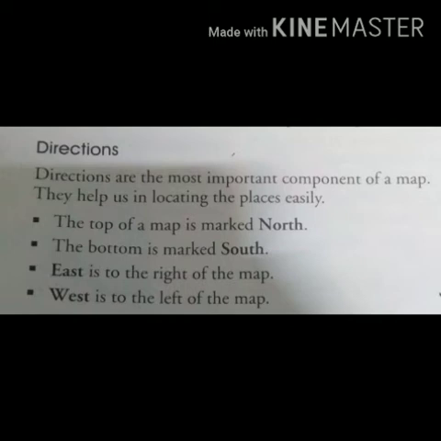They help us in locating a place easily. The top of a map is marked north. The bottom is marked south. East is to the right of the map. West is to the left of the map.